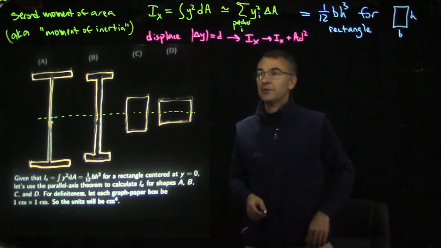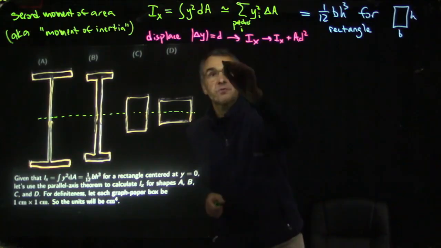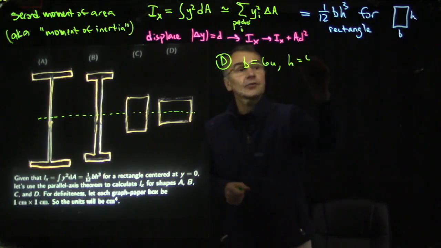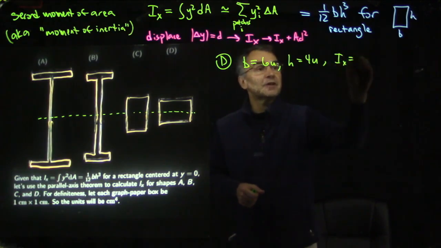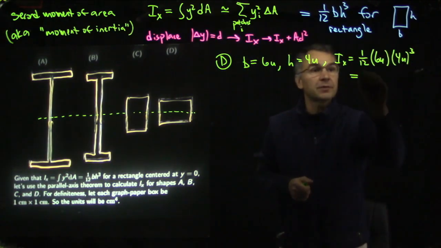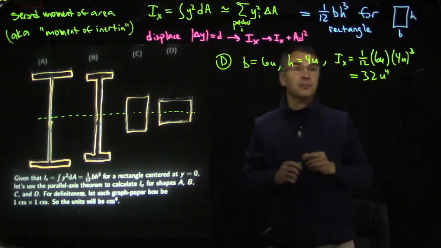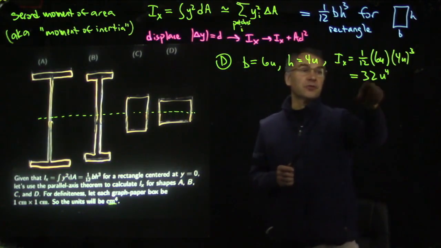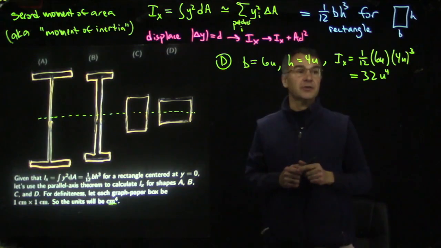Maybe let's start with the easy ones. Let's go in reverse order, so we'll start with d. For d, the base is 6 units and the height is 4 units. So the second moment of area is 1/12 times 6 units times 4 units cubed, which works out to be 32 units to the 4th power. On the slide I said to use centimeters for the units, so that would be 32 centimeters to the fourth power if we take a unit to be a centimeter.